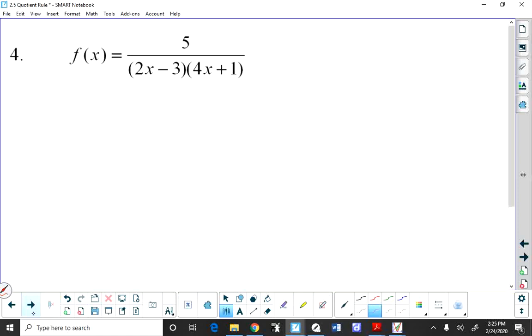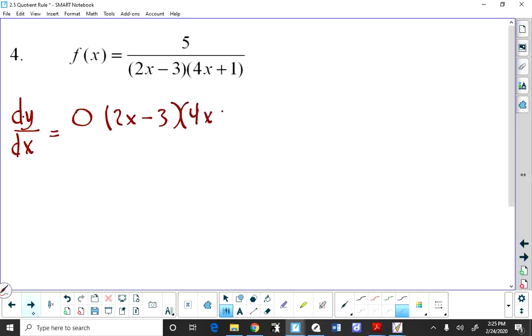So if we knew the chain rule, there might be a simpler way to do this problem. But we don't know the chain rule yet. So you're going to have to use the quotient rule. Again, I'm going to revert to the dy dx notation. The derivative of the top is 0 because the top is a constant times the bottom. We don't really need to write anything there because we're multiplying it by 0, so like who cares? It's going to be 0.